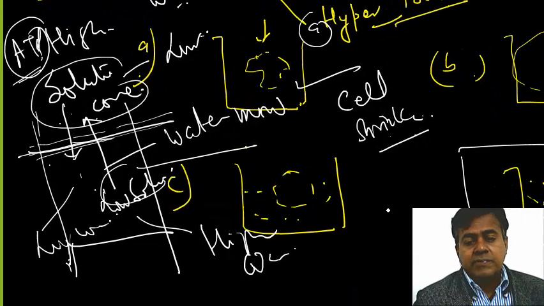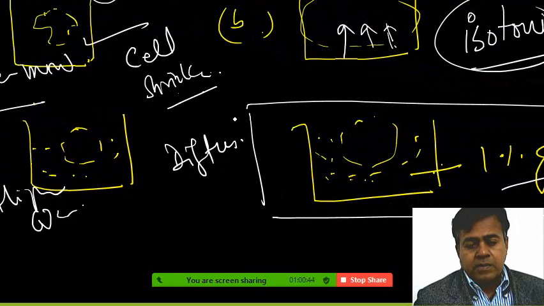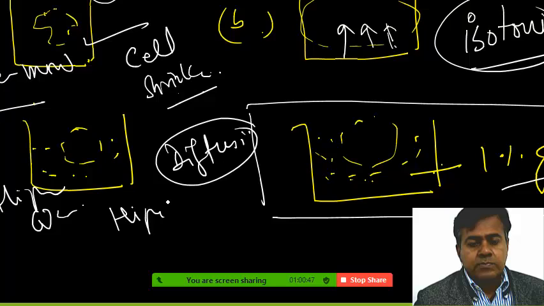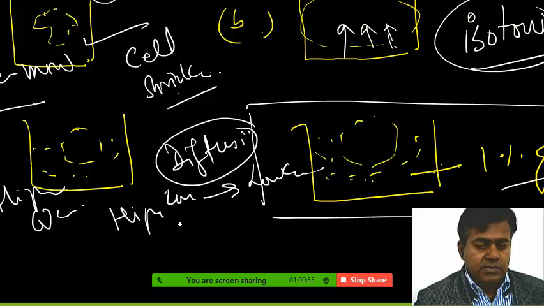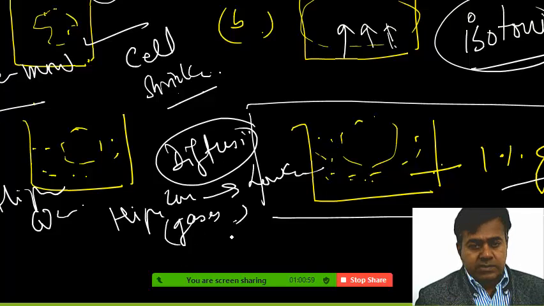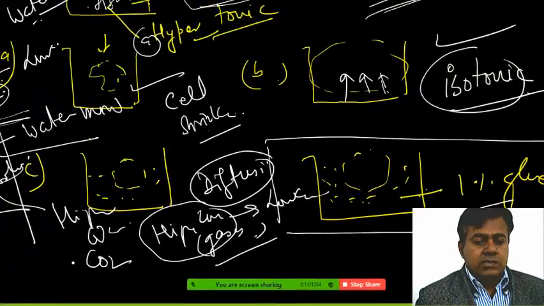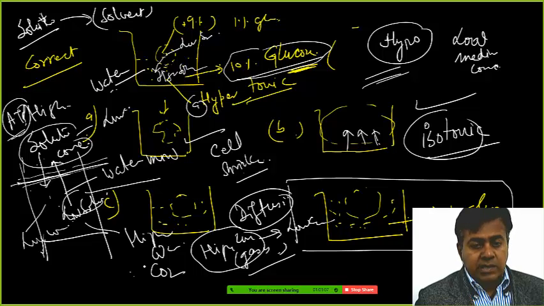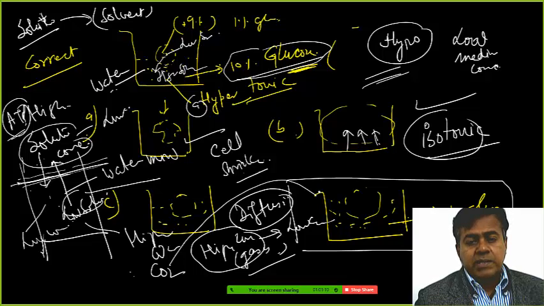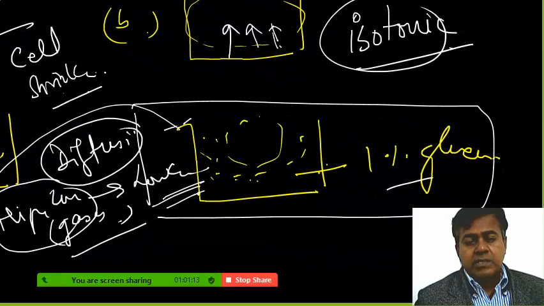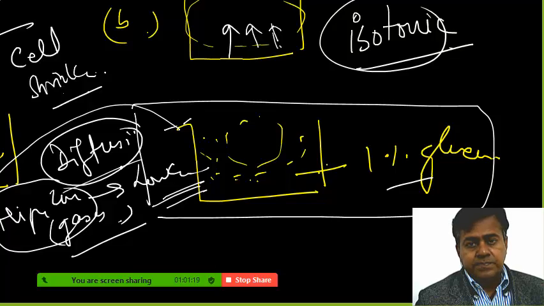Diffusion occur from high concentration to low concentration. This is true for gases when there is no barrier, right? Then suppose this is a high CO2 concentration in an area, burning of fire, right? Then this CO2 is going to spread where there is a low CO2 concentration. This phenomenon is called as a diffusion, right?